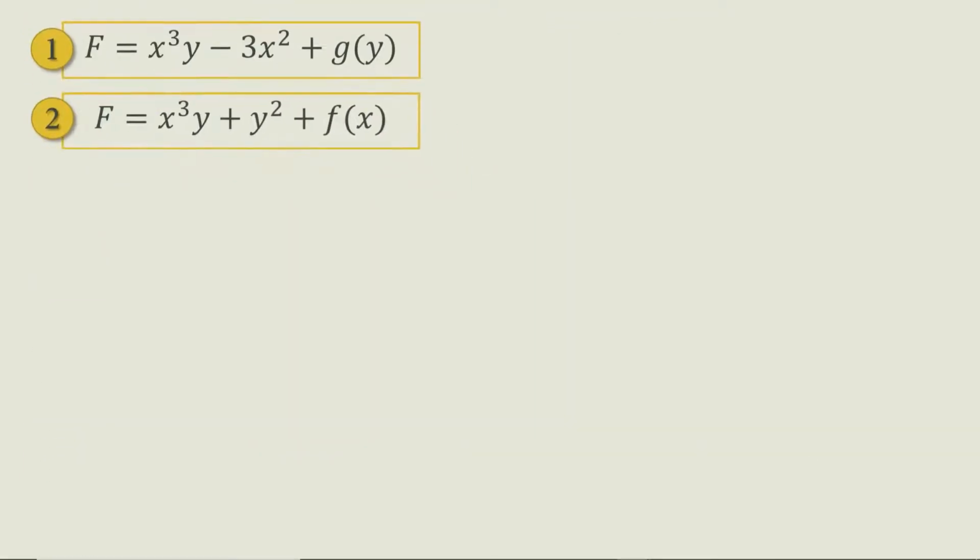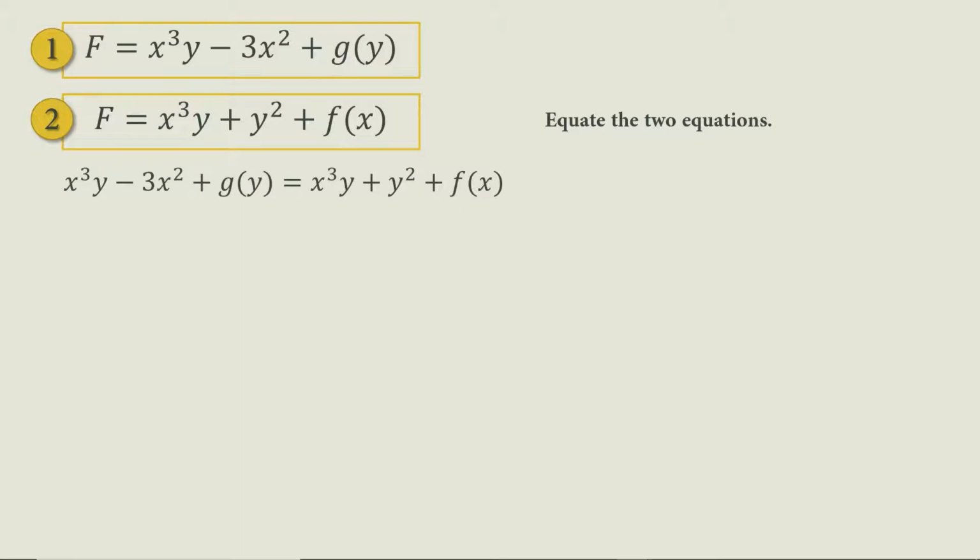And then we have to equate these two equations. Since f is equal to f, yung first equation natin is equal sa ating second equation. So, x cubed y minus 3x squared plus g of y is equal to x cubed y plus y squared plus the function of x. Canceling the like terms, x cubed y, yung matitira will be negative 3x squared plus g of y is equal to y squared plus f of x.